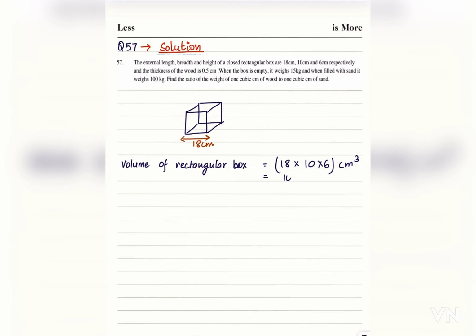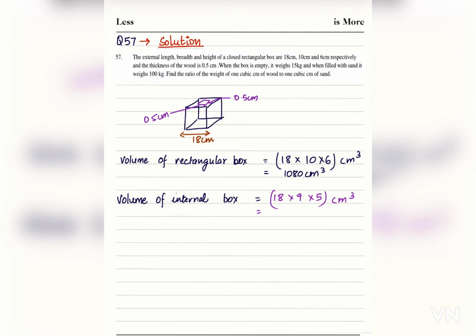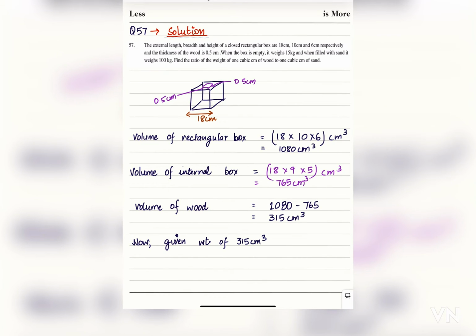Question 57, we find the ratio of weight of 1 cubic centimeter of wood to 1 cubic centimeter of sand. For this, we first find the volume of the rectangular box, L into B into H, which is 1080 centimeter cube. Now for the volume of the internal box, we subtract 0.5 from 10 and from 6. That comes out to be 9 and 5. So the volume of the internal box becomes 765 centimeter cube. Now of course, the volume of wood will be the volume of the rectangular box minus the volume of the internal box, which comes out to be 315 centimeter cube.